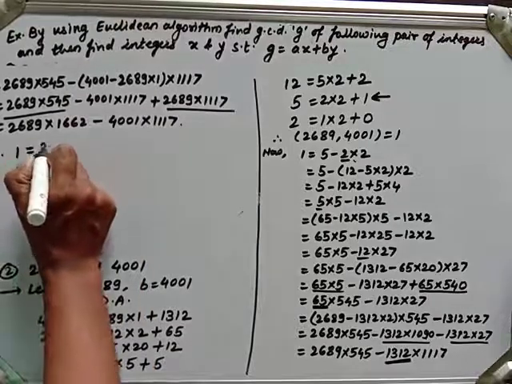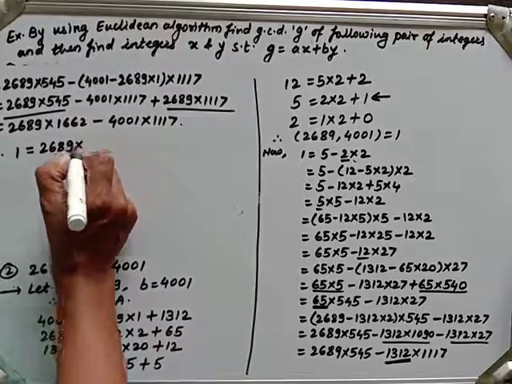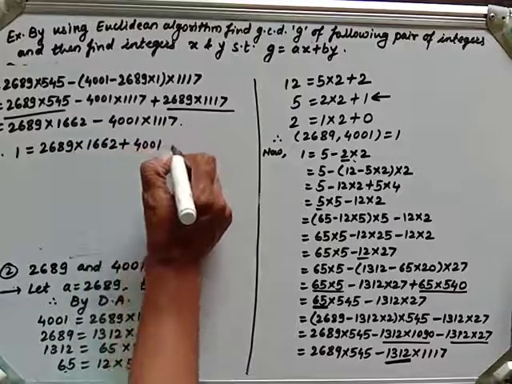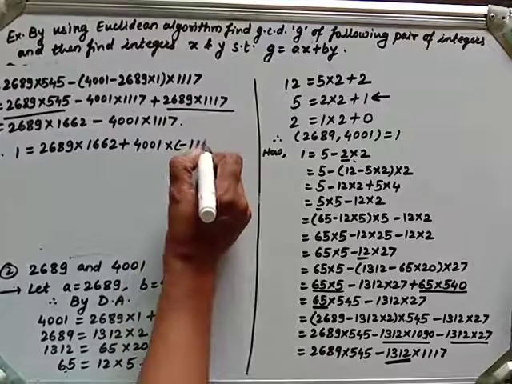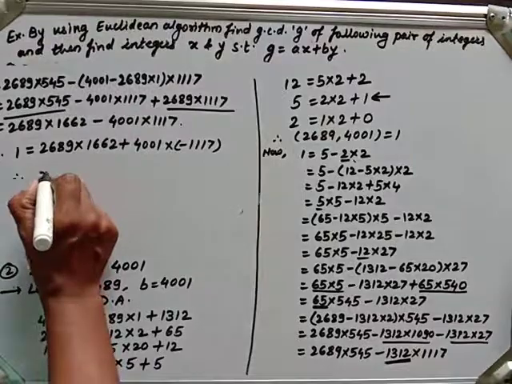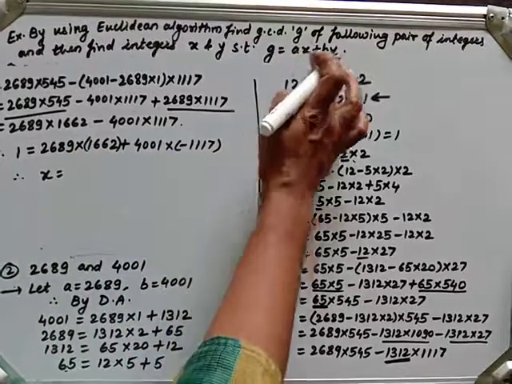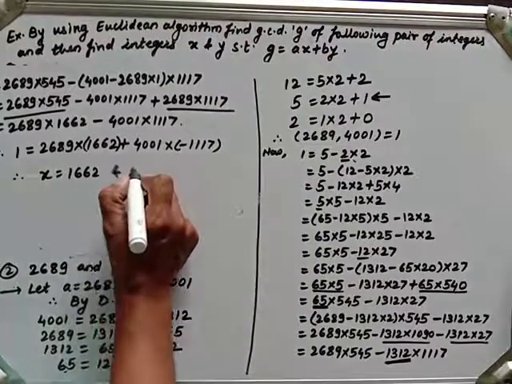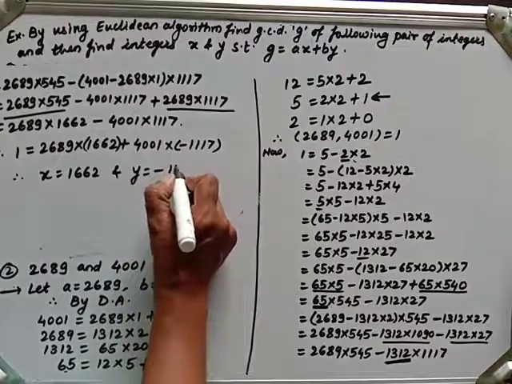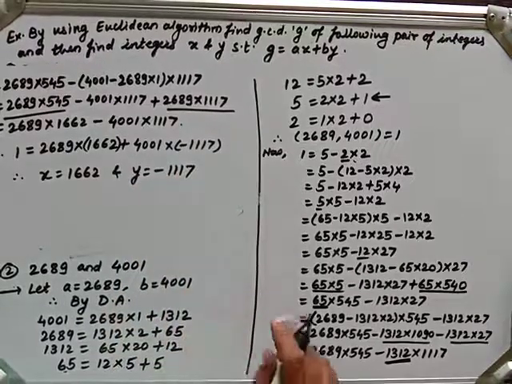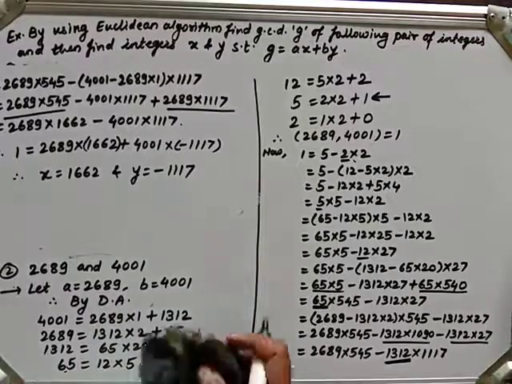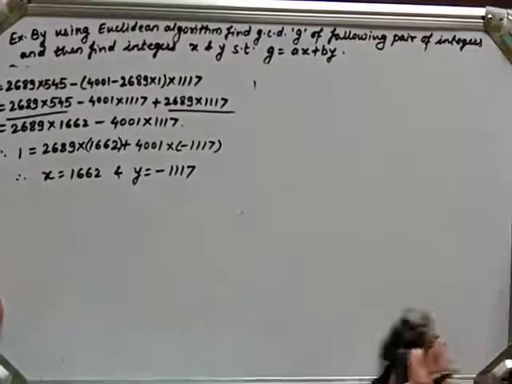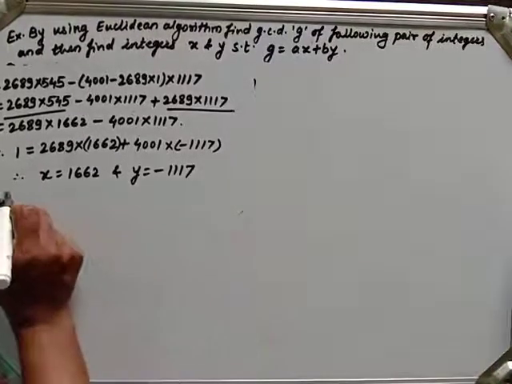So 1 is equal to 2689 multiplied by 1662 plus 4001 multiplied by minus 1117. Therefore we get, if we compare with ax plus by, g is equal to ax plus by, x is 1662 and y is minus 1117 as such. Now let us take the next example of the same kind so that it will be clear for you. Next example, the third one.